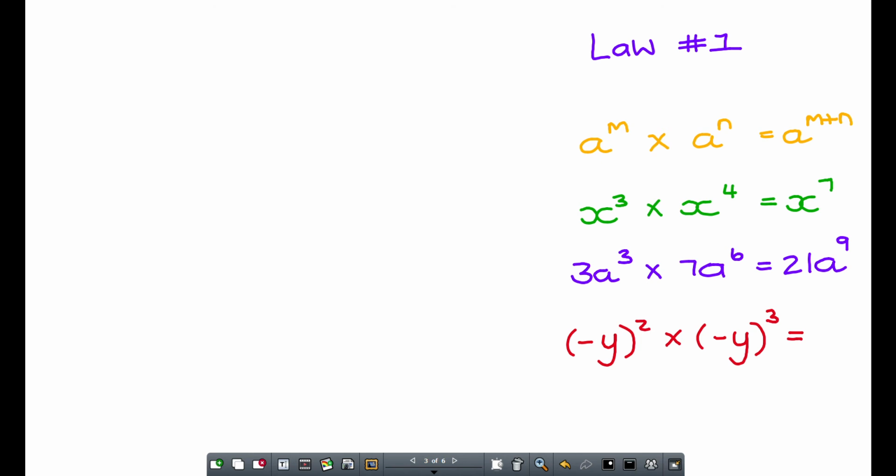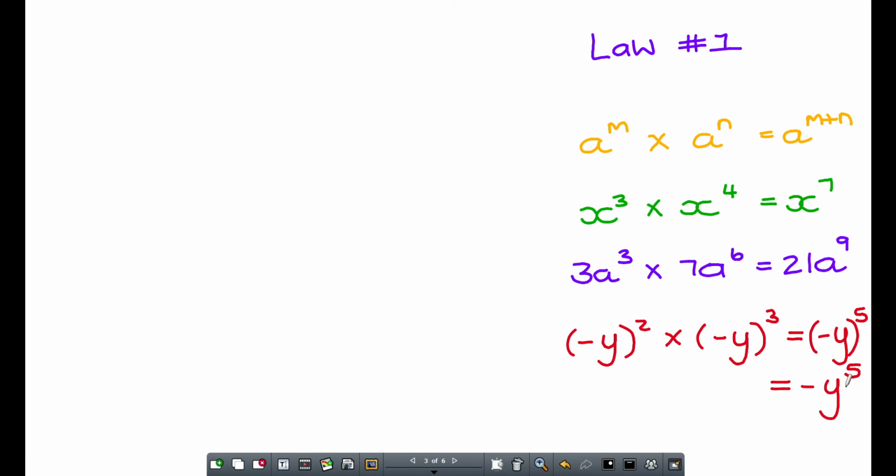Okay, so the base is the same. Are we multiplying? Yes. So now I'm going to add exponents. So that will be minus y to the power of 5. Now, if they said simplify fully, then once I get here, I can get rid of my brackets. Now remember that to the power of 5 applies to everything inside the bracket. So a minus times a minus times a minus times a minus times a minus will give me a minus. And then y to the power of 5.